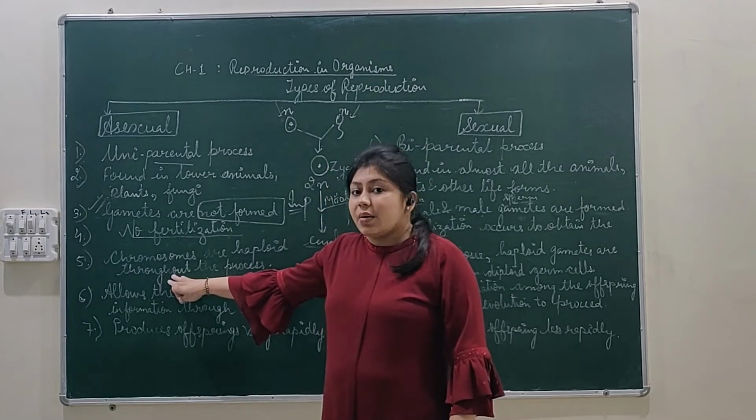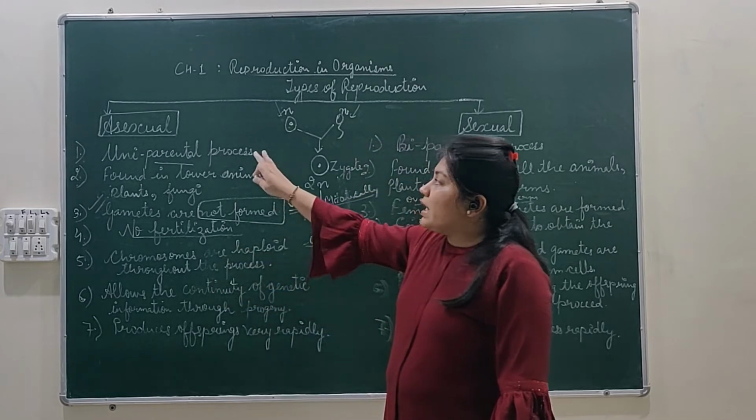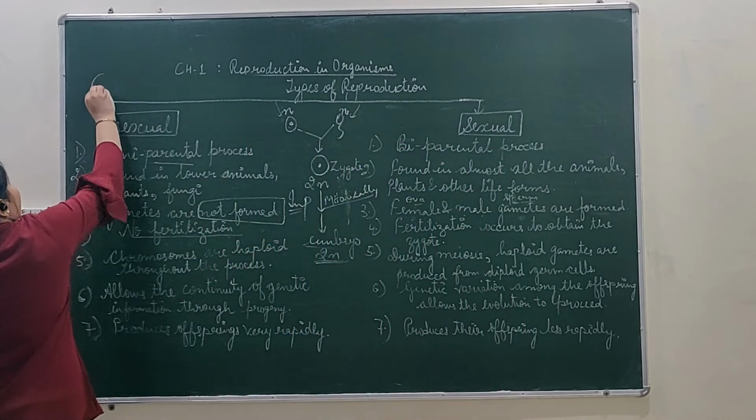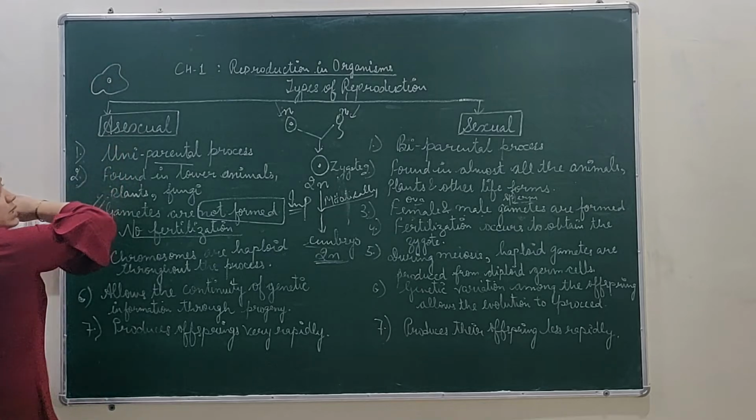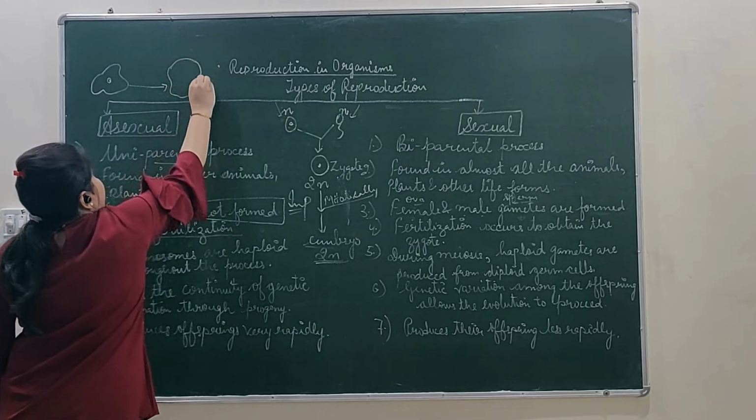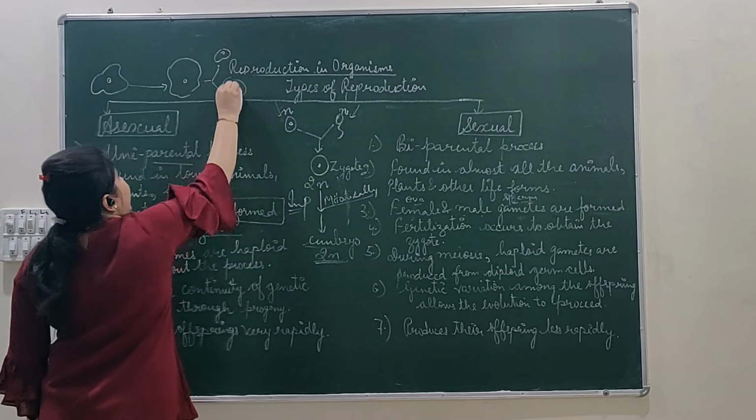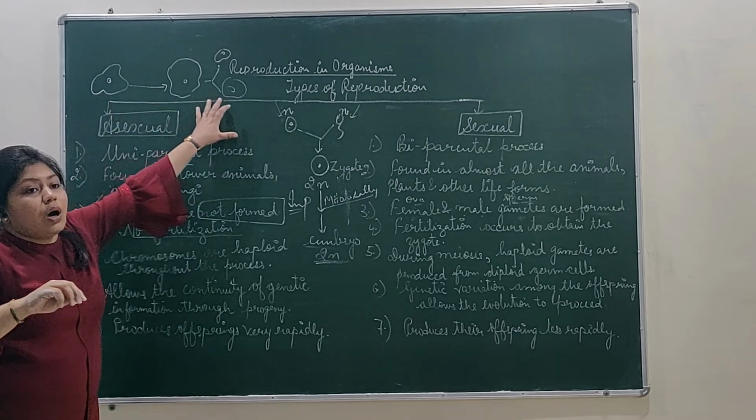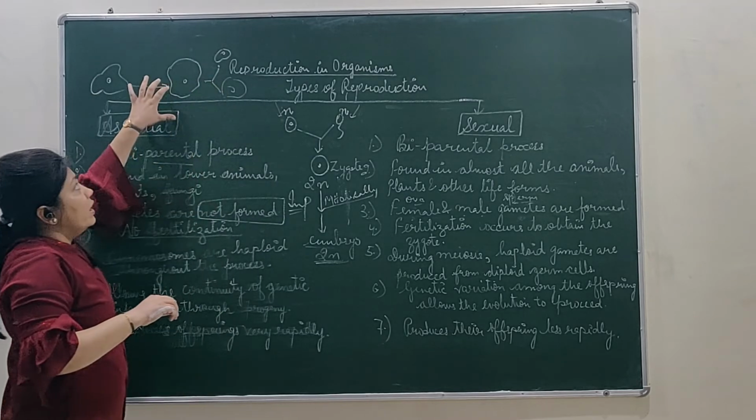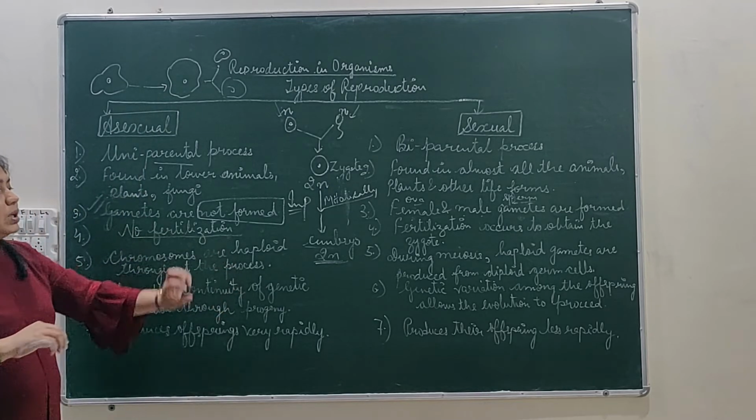That's why the next point is that the chromosomes are haploid throughout the process, because in the case of asexual reproduction, we will talk about bacteria. Say bacteria, amoeba, right? This is a single cell organism. It will divide, attain a larger size, and later on the nucleus divides and two daughter cells are formed like this. So this process occurs through mitosis, and if the organism is haploid, the daughter cells will be haploid and the adult will also be haploid. Got it? So chromosomes are haploid throughout the process.